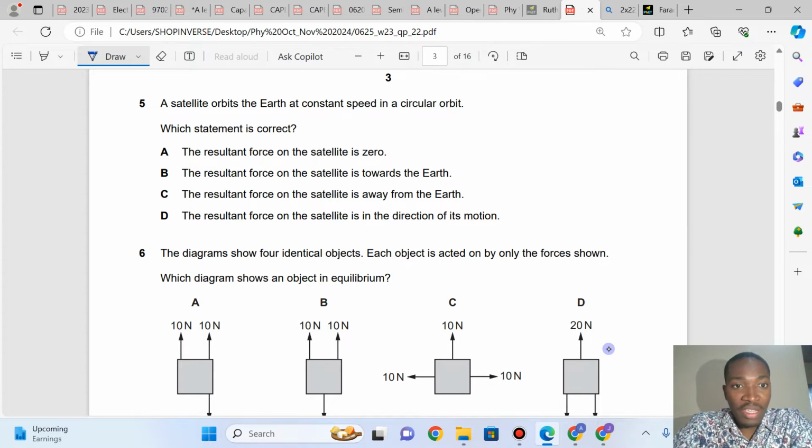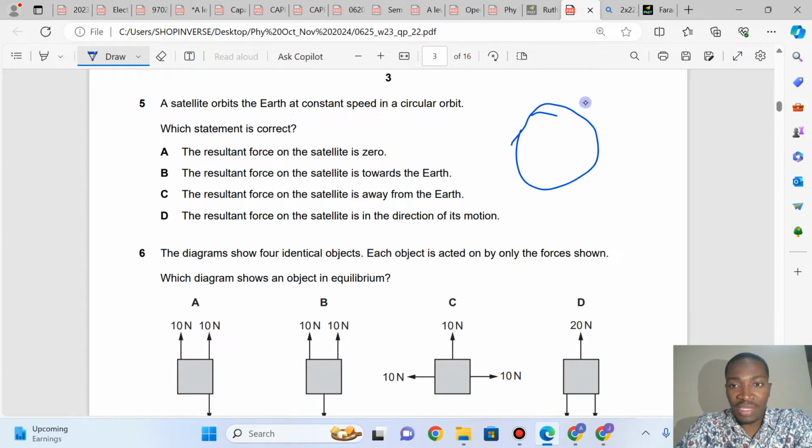A satellite orbits the Earth at a constant speed in a circular orbit. Which statement is correct? A satellite orbits the Earth. This is the Earth, and this is a satellite. If a satellite is orbiting the Earth, there is a centripetal force on this satellite which acts towards the center of the Earth. The resultant force on the satellite is 0?